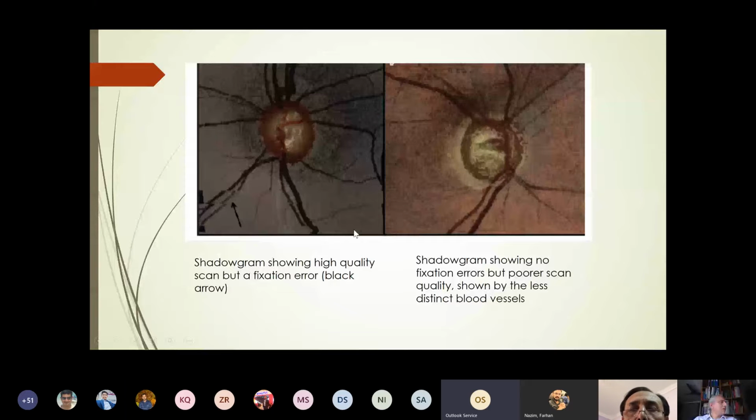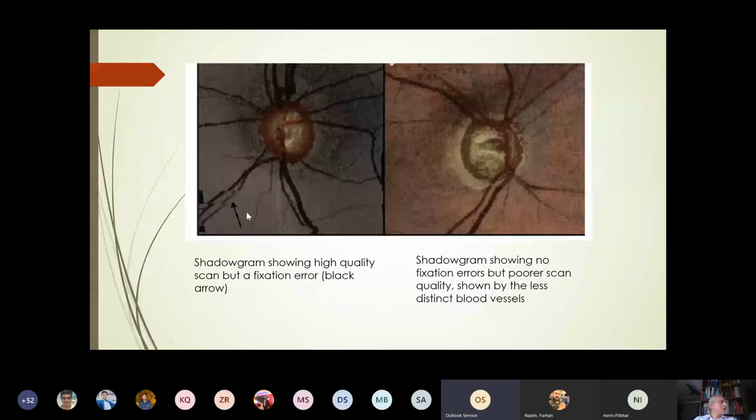The shadogram shows a high quality scan, but a fixation error. You see there's a break in the blood vessel over here in the area of the fixation error. And here the other slide shows no fixation error, there is no break in the blood vessel, but the quality of the picture is poor. So you need to look at that. Then you come on to the temperature scan.